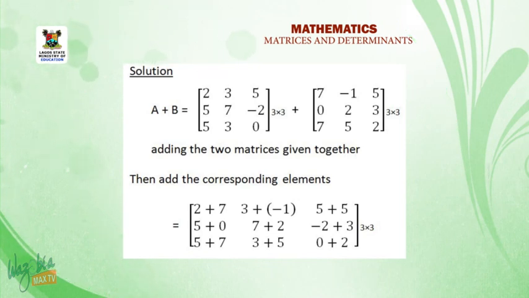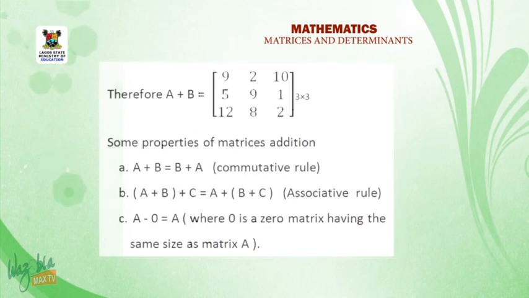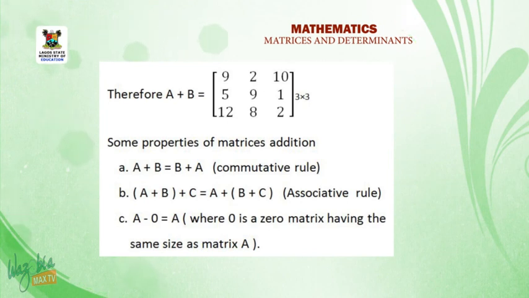Adding the two matrices given together, we add the corresponding elements, which is equal to matrix 2 plus 7, 3 plus minus 1, 5 plus 5, 5 plus 0, 7 plus 2, minus 2 plus 3, 5 plus 7, 3 plus 5, 0 plus 2. Therefore, A plus B is equal to matrix 9, 2, 10, 5, 9, 1, 12, 8, 10.